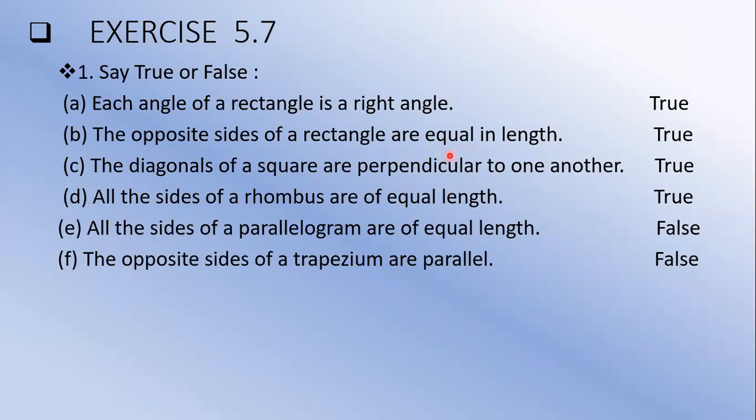Second question, the opposite sides of a rectangle are equal in length. Yes, correct. It's true. The diagonals of a square are perpendicular to each other. This is a property I have not mentioned in the slide, but for a rhombus and a square, the diagonals are perpendicular to each other. So it is also true. All sides of a rhombus are equal, and that's true. In a square and a rhombus, all sides are equal.